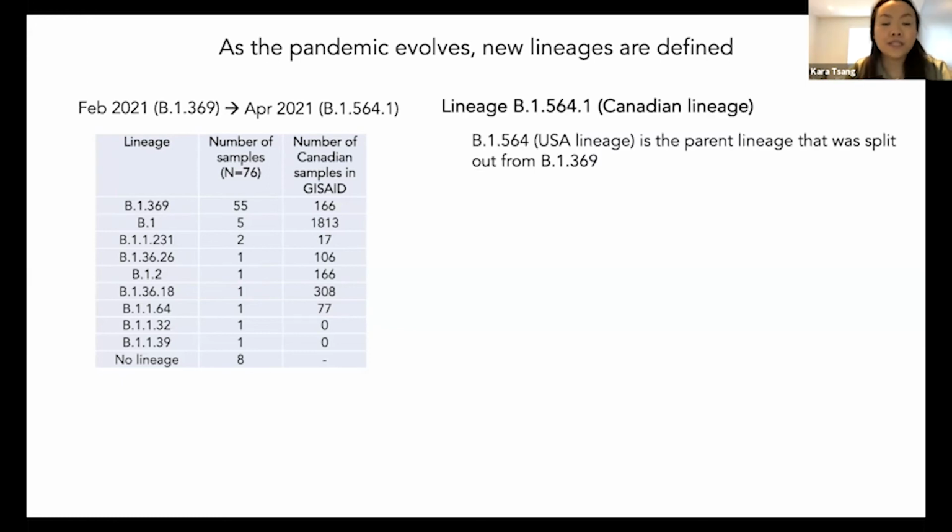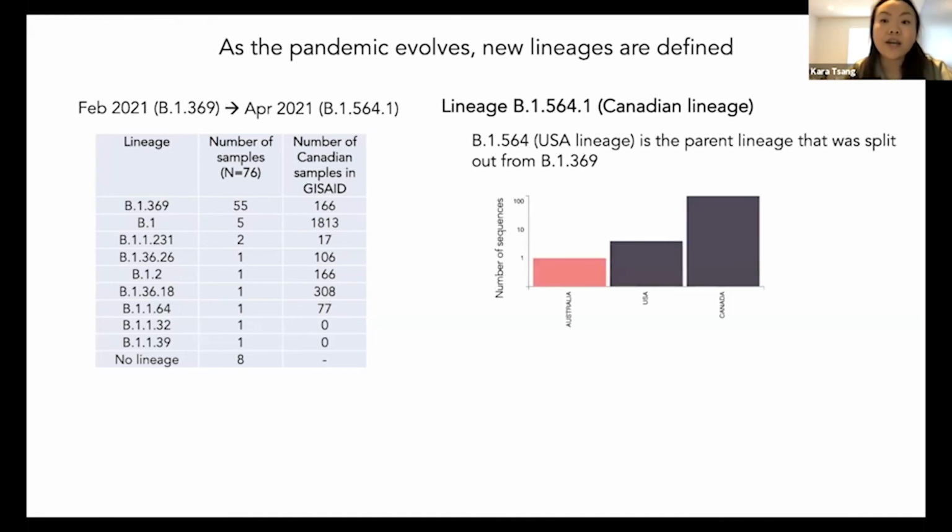And this lineage is a Canadian lineage, and the parent lineage is from the US. It's B.1.564. And this lineage was split from the previous lineage assignment called B.1.369. And so here we have the geographical distribution of the sequences that have been seen around the world so far. So most of them have predominantly been seen in Canada, which makes sense as it is a Canadian lineage. And one sequence was found in Australia.